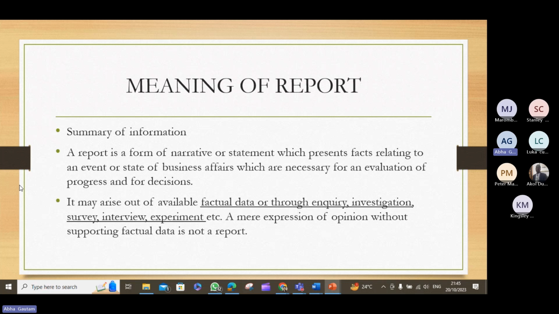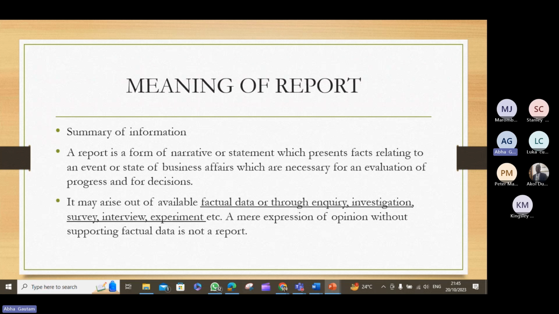So here I have put down the definition of what is a report. A report is a form of narrative or statement which presents facts relating to an event or state of business affairs, so that anybody who is joining in or who wants to see what has happened, how far we have come, or how far we have to go, those analyses can be done based on these reports. So we need them.